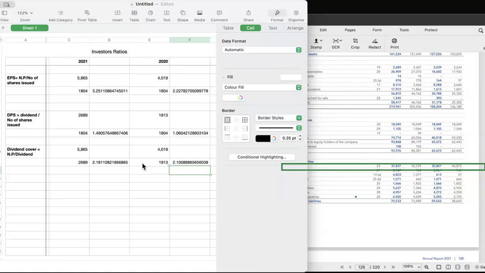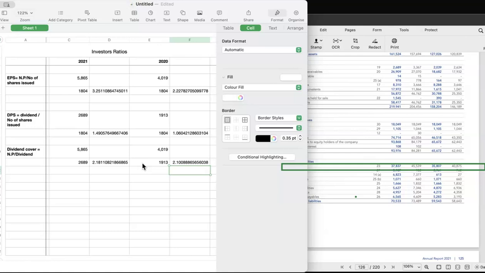And moving on to DPS, which is dividend per share. I don't know whether you remember, but this shows a relationship between the annual declared dividends issued by a company for every outstanding ordinary share. So a higher dividend rate indicates that it is favorable for the company.